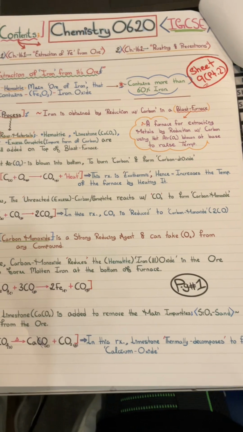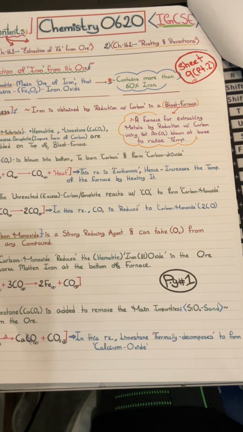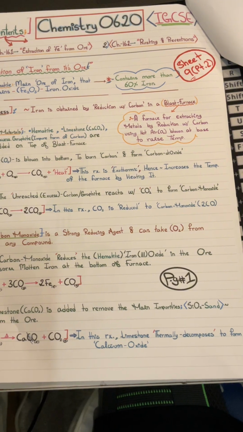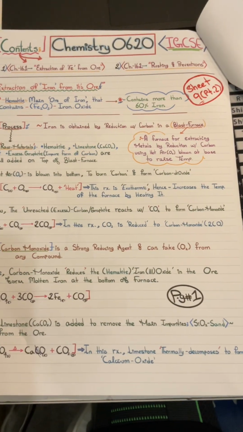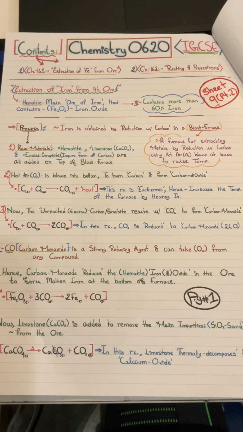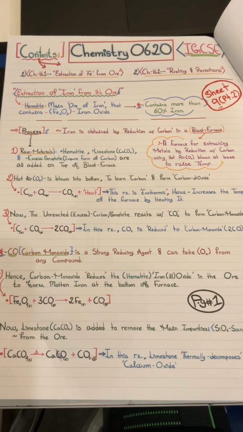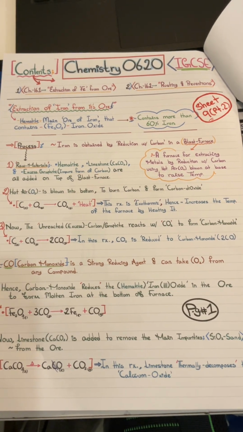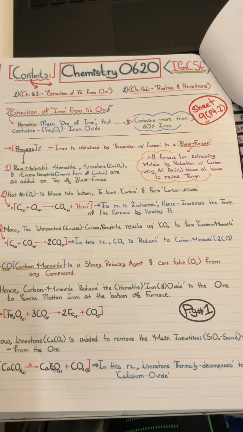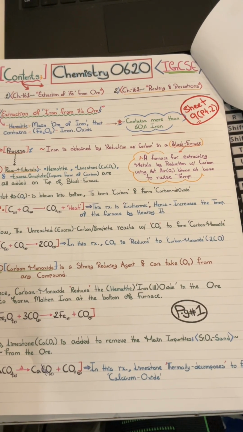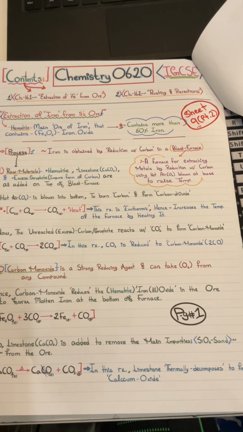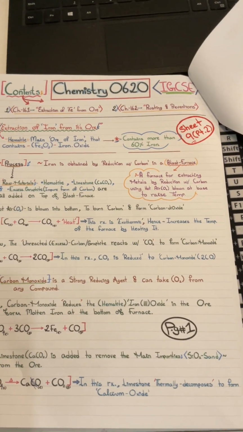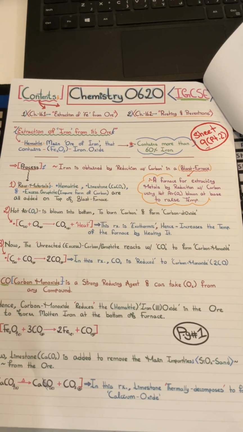So, extraction of iron from its ore. The main ore of iron is hematite. Hematite includes Fe2O3, more than 60% of this ore. The process begins by us adding raw materials into a blast furnace. Okay, we add hematite, the main ore, limestone, and excess graphite. What happens first? First, we will blow hot oxygen at the bottom of the blast furnace. This hot oxygen will react with the carbon that we added, forming carbon dioxide.